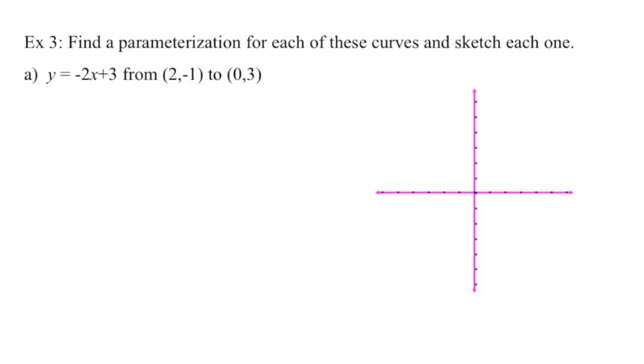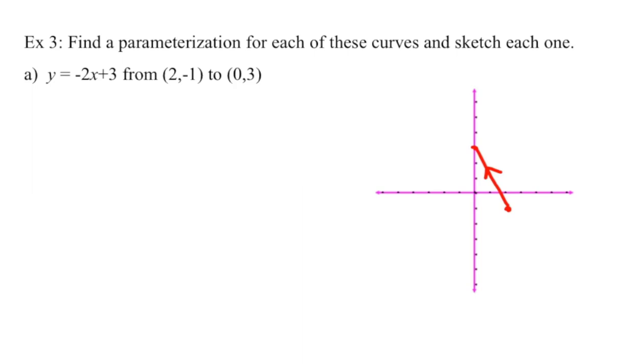In this case, we want to go the other direction. We've given you the curve that we're interested in, and we're looking for a parameterization of that curve. So we want to find the parameterization and sketch each one. In part A, this is a line, but we don't want the whole line. We want a part of the line. So we want to go from the point 2, -1 to the point 0, 3. So I'll put the arrowhead in there to indicate the direction that I want to go.